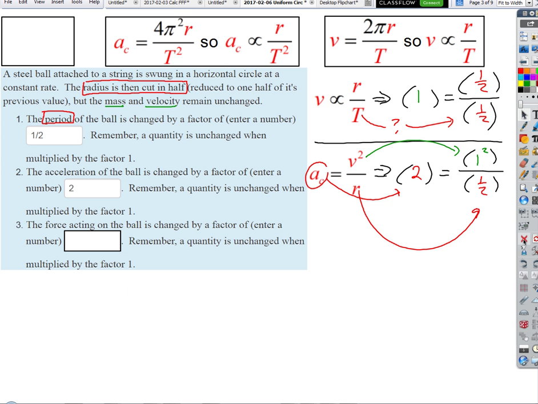Okay, and then last one, F equals ma. The mass is staying constant, so doesn't it make sense that, I won't even write this one down, what's the answer going to be? 2. It's got to be 2, because the mass is staying the same, and so force and acceleration would have to change by the same amount.